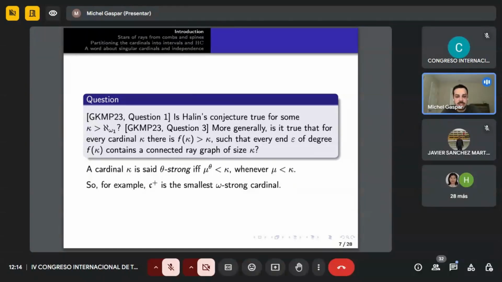So we say that a cardinal kappa is theta strong if whenever we have a smaller cardinal and you raise it to the power of theta, this is still smaller than the cardinal. So we say this is a theta strong cardinal. For example, the successor of the continuum is the smallest omega strong cardinal. If you take something less than that, so continuum many, raised to omega, then it's still less than the successor of the continuum.